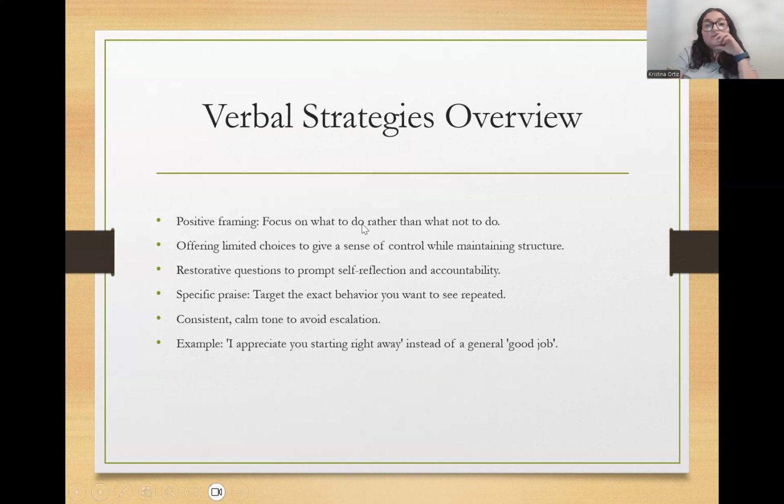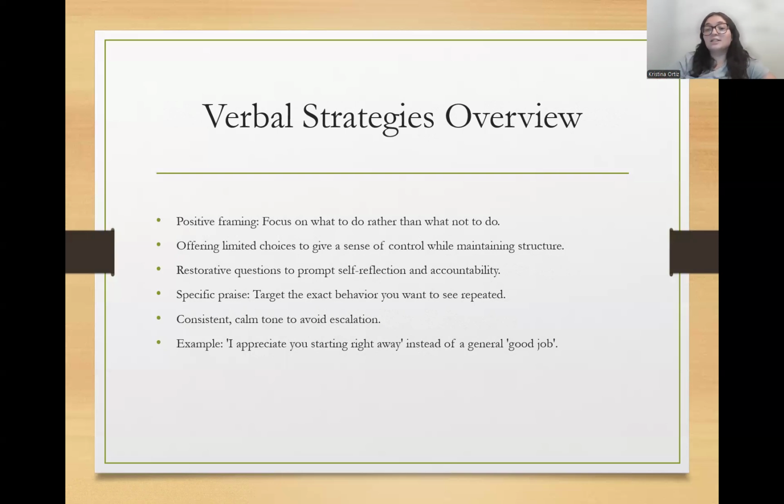Okay, verbal overview, positive framing. So focus on what to do rather than what not to do. Offer limited choices to give a sense of control while maintaining structure. So only offer two choices instead of four or five. Restorative questions to prompt self-reflection and accountability. When you're asking those questions, prompt it so they're thinking about what they could do better and how they can take accountability.